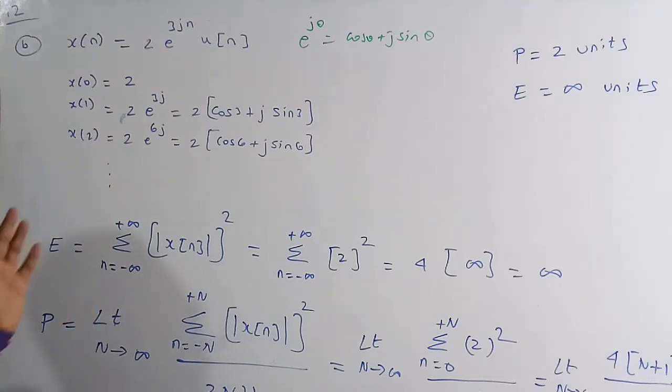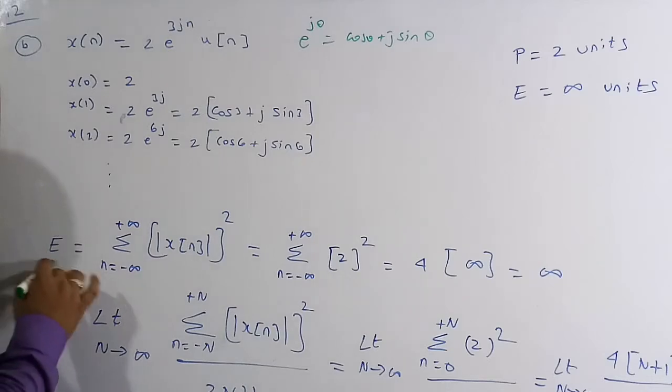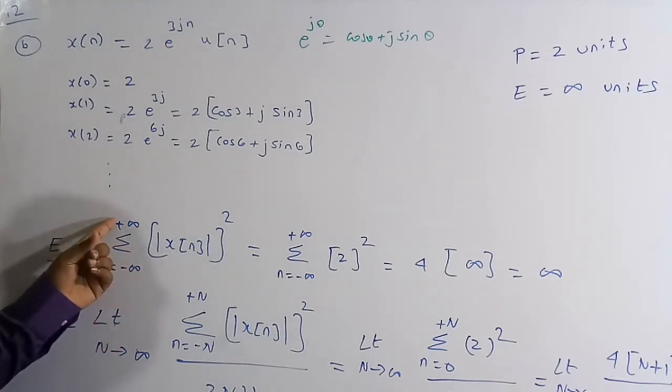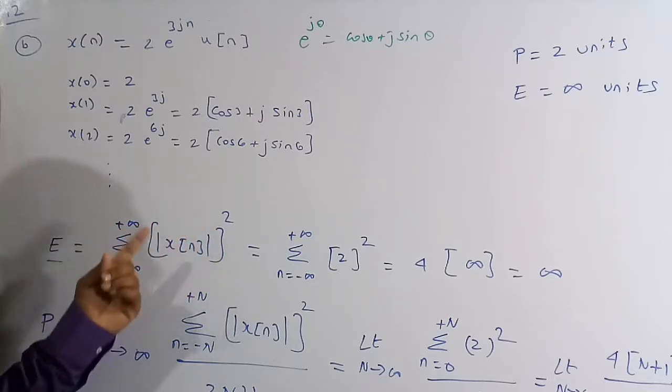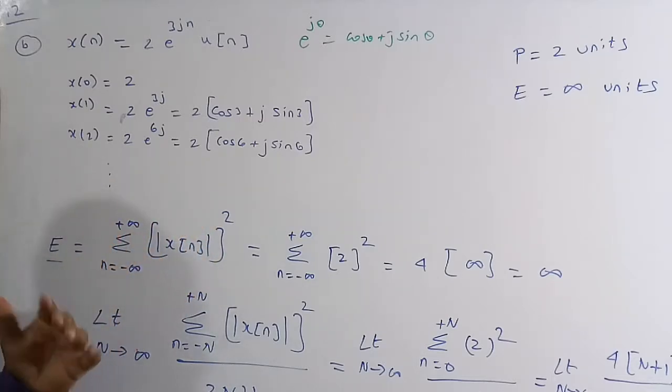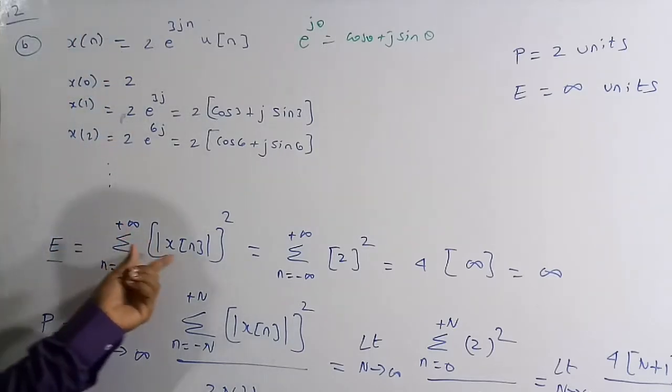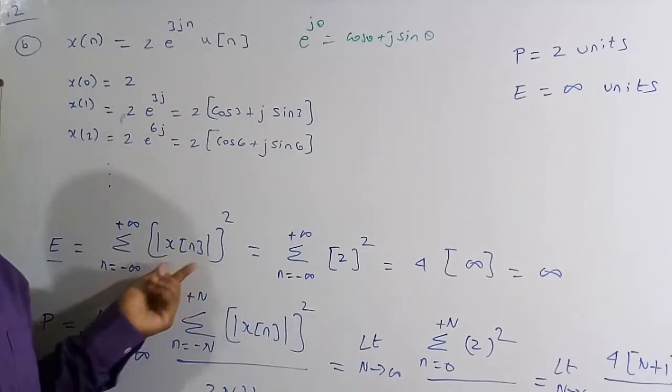Now I want to know whether this signal is an energy signal or a power signal. So what is the energy? The energy definition is E is equal to sigma n equal to minus infinity to plus infinity mod of x of n whole square. And this is the formula for both real signals and also complex signals. Here this is a complex signal, so we need to find only the magnitude. What is the magnitude of this one?